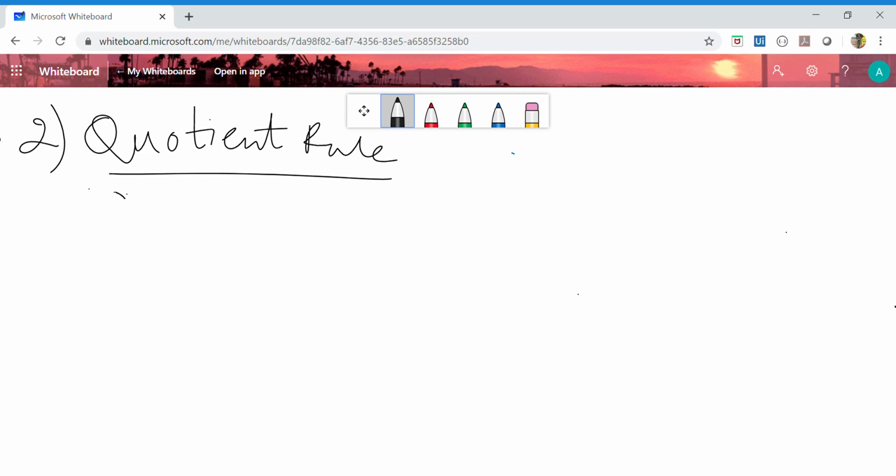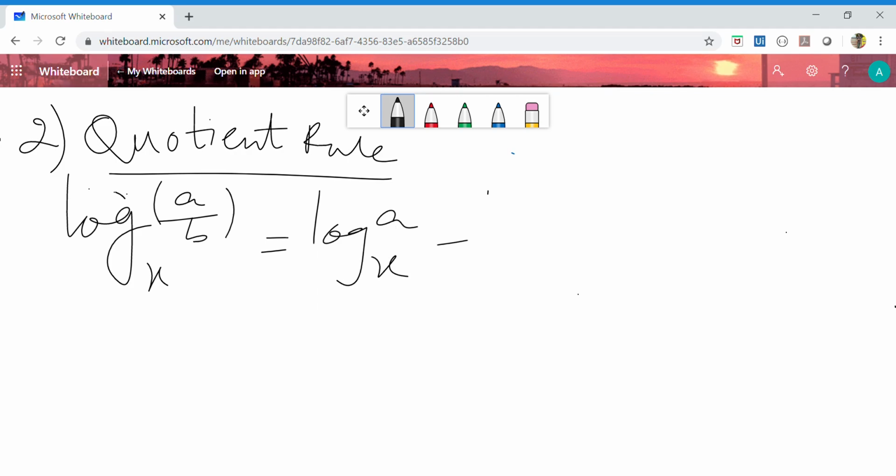Then the second law is the quotient rule. The first one is the product rule, the second one is the quotient rule. Log A by B to the base x is equal to log A to the base x minus log B to the base x.